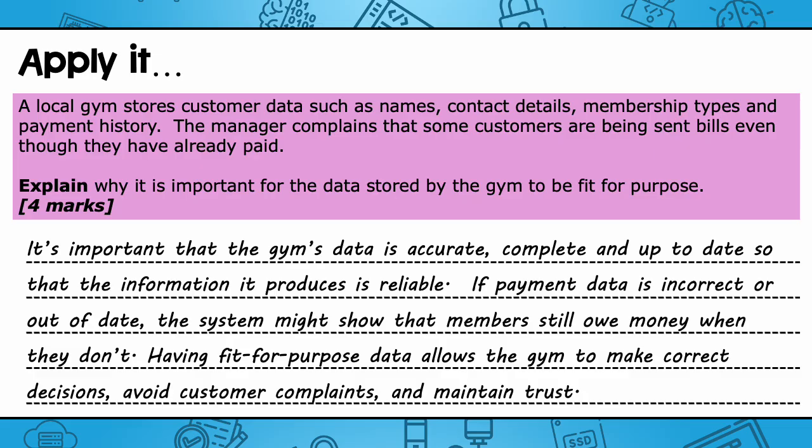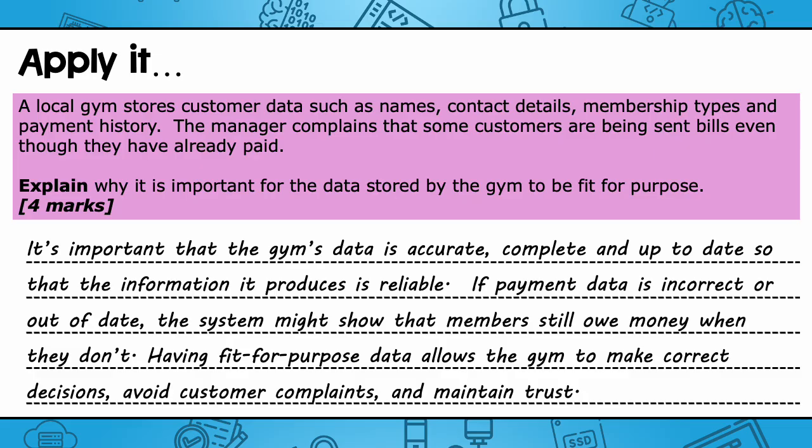So this is where we're talking about the accuracy, it's up to date, it's consistent, all of these different reasons why data must be fit for purpose before it goes into a system. So it's important that a gym's data is accurate. So we're already talking about some of the key characteristics of data that's fit for purpose. So it's important that a gym's data is accurate, complete and up to date. So the information that's produced is reliable.